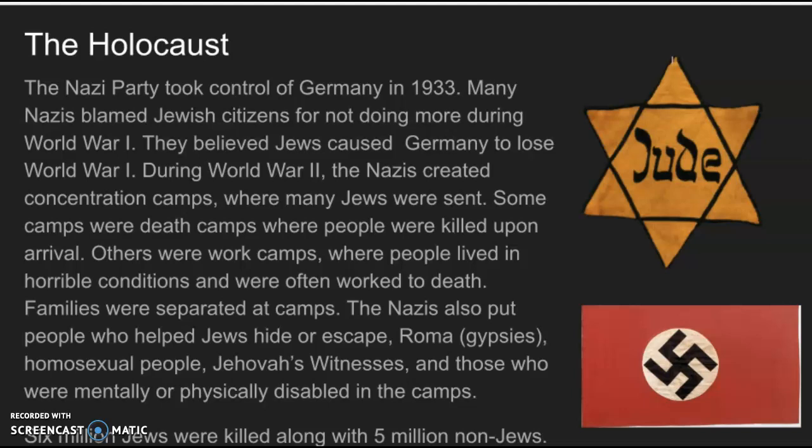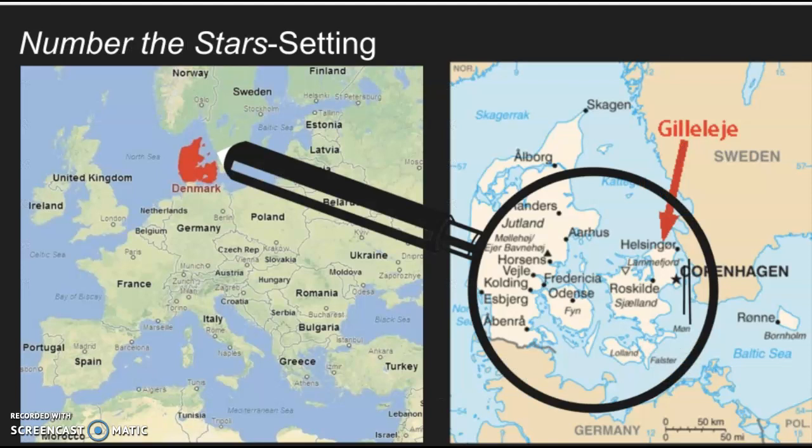The Nazis also put people who helped Jews hide or escape, Roma, commonly known as gypsies, homosexual people, Jehovah's Witnesses, and those who were mentally or physically disabled into camps. 6 million Jews were killed, along with 5 million non-Jews, for a total of 11 million people that died because of the Holocaust. The yellow star here is something that the Germans made Jewish people wear to identify as Jews. And then this is a swastika. It's important that you can visualize that because it comes up in the book.